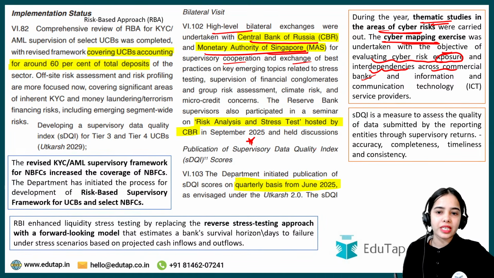Next is publication of the Supervisory Data Quality Index from June 2025. It was decided that the Supervisory Data Quality Index will be released on a quarterly basis.